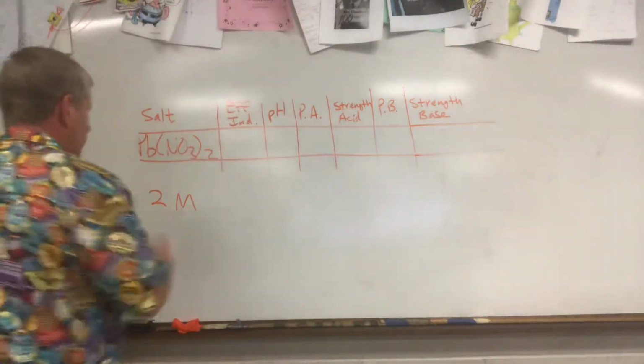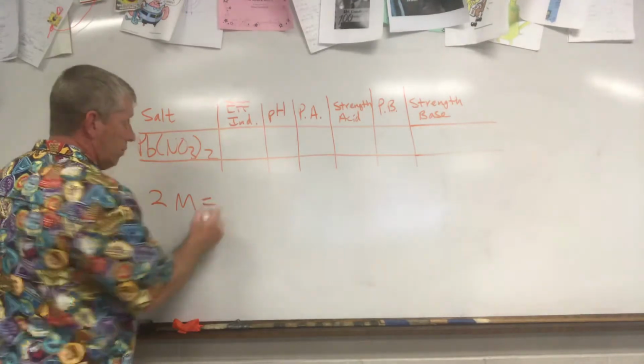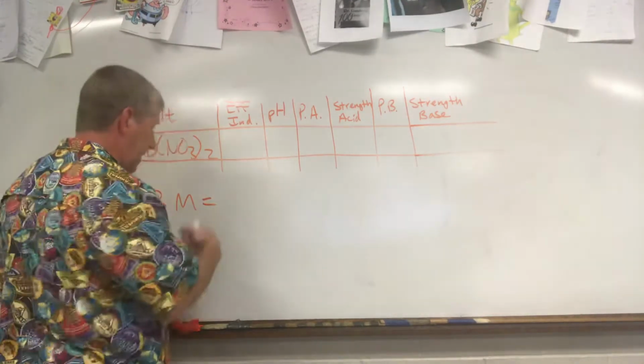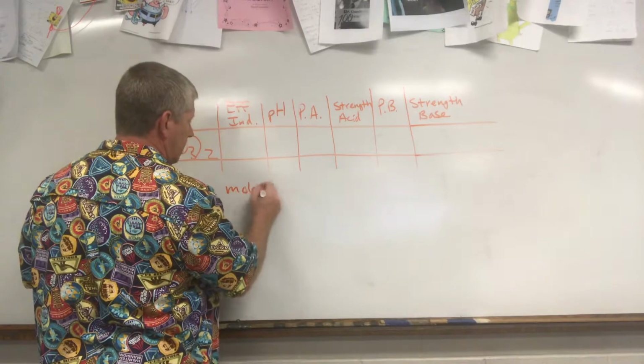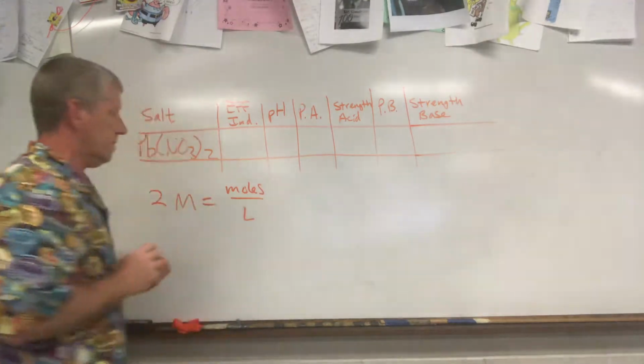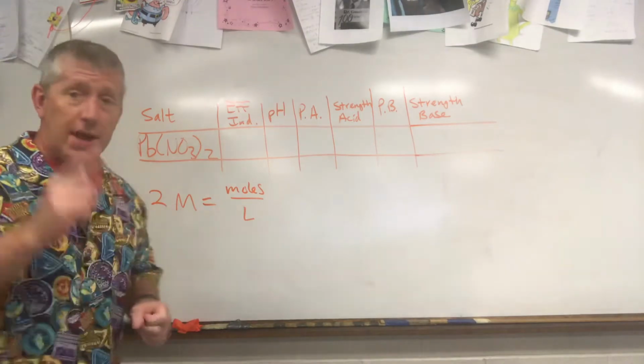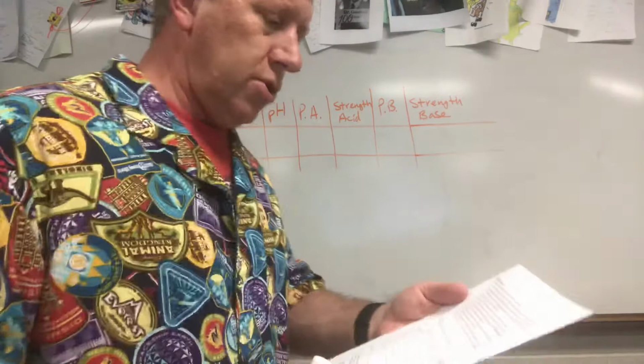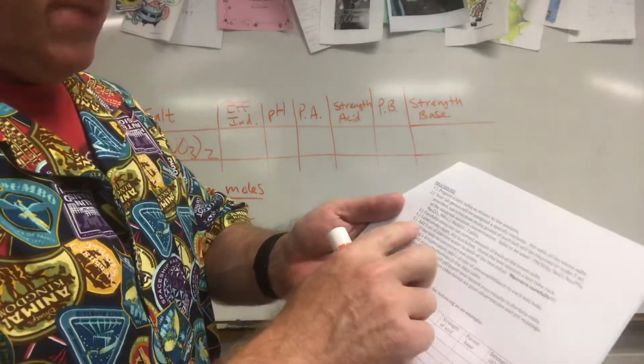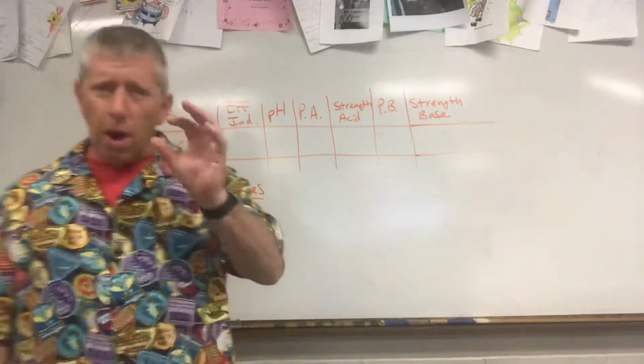So here we go. So 2 molar. Now we all remember that molarity is equal to moles per liter. Right, okay. So you want to make a 2 molar solution. Now, if you looked up top, procedure 5: add 5 milliliters of distilled water. So you're supposed to make a very small amount of this solution.